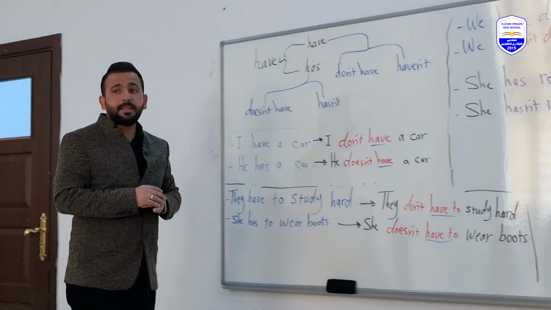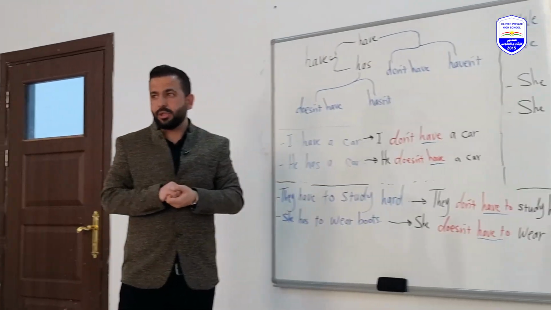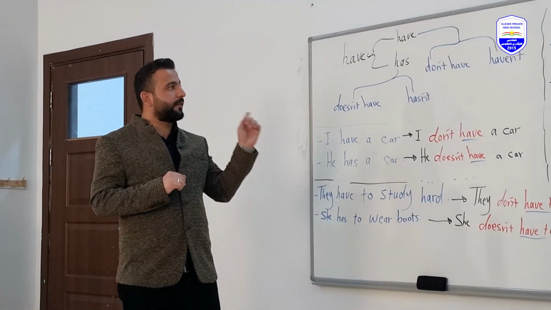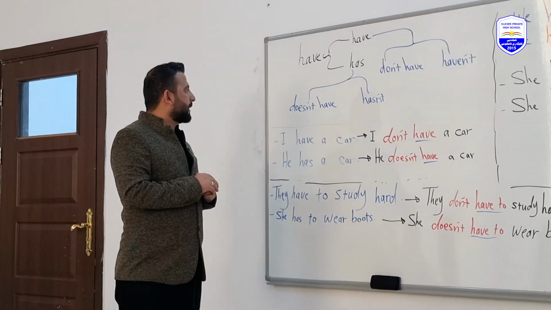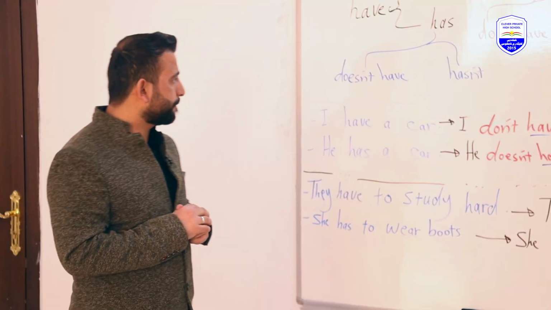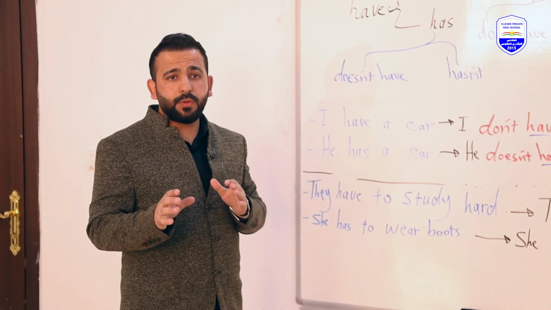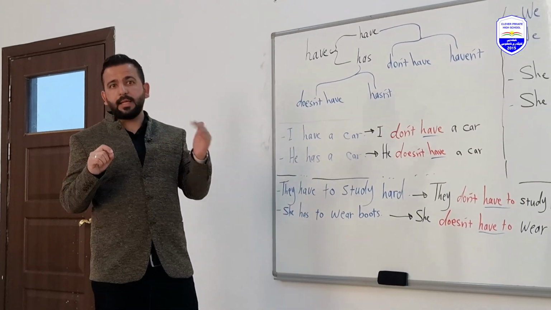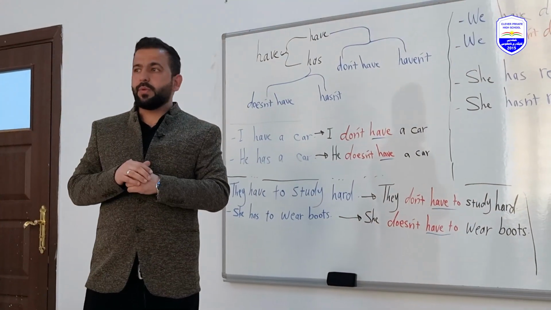So basically we have three situations relating to have, haven't, doesn't have, hasn't, which were when to use haven't, when to use hasn't, when to use don't have, when to use doesn't have.